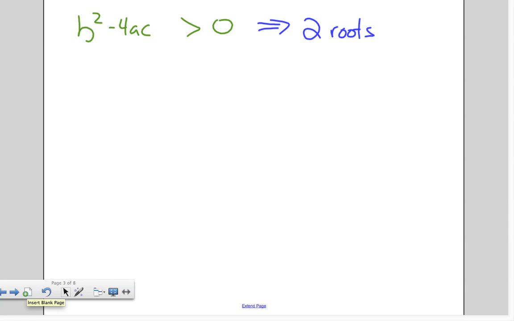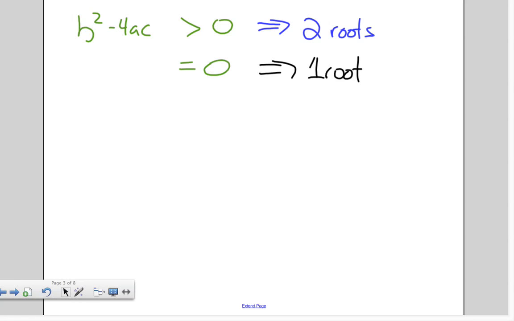If this is equal to 0, what does that imply? Then there's 1 root. There's only 1 point, because really there's only 1 answer that will satisfy that equation.